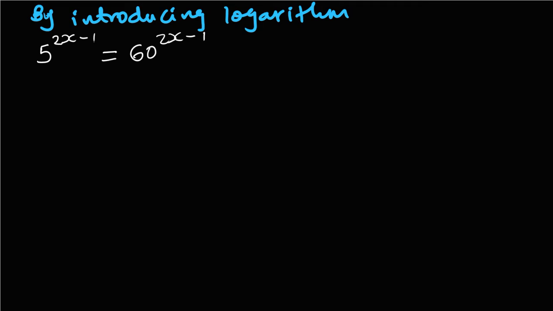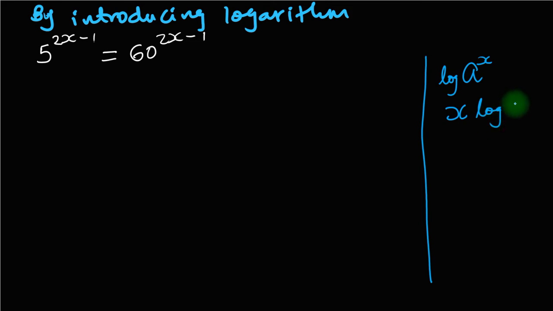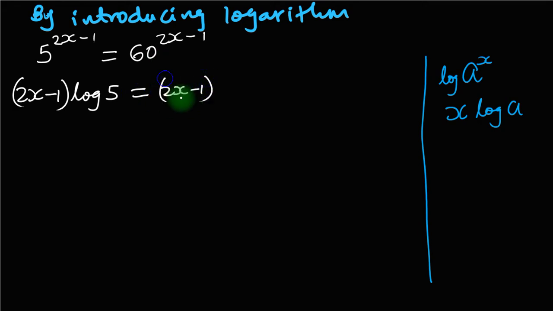So by introducing logarithm: in logarithm, take a number a raised to x. If you introduce logarithm, log a raised to x can be written as x log a. Therefore, in this question, it can be written as (2x minus 1) log 5 equals (2x minus 1) log 60.